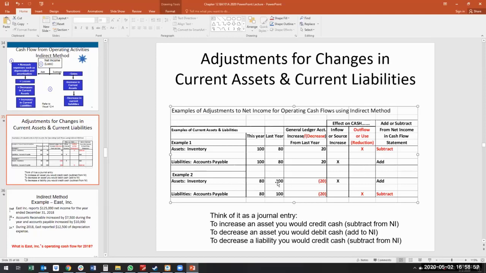If we decreased our inventory, so if we had $100 in inventory last year and now it's 80, we're assuming we sold $20 in inventory. That's an inflow or increase in cash, so we're going to add it to the statement of cash flows in operating activities. Accounts payable, if it decreases, that means we paid that accounts payable, right? We debit the accounts payable and we credit cash. So we're going to decrease or subtract it from the statement of cash flows. And we can go down that for every single line item.